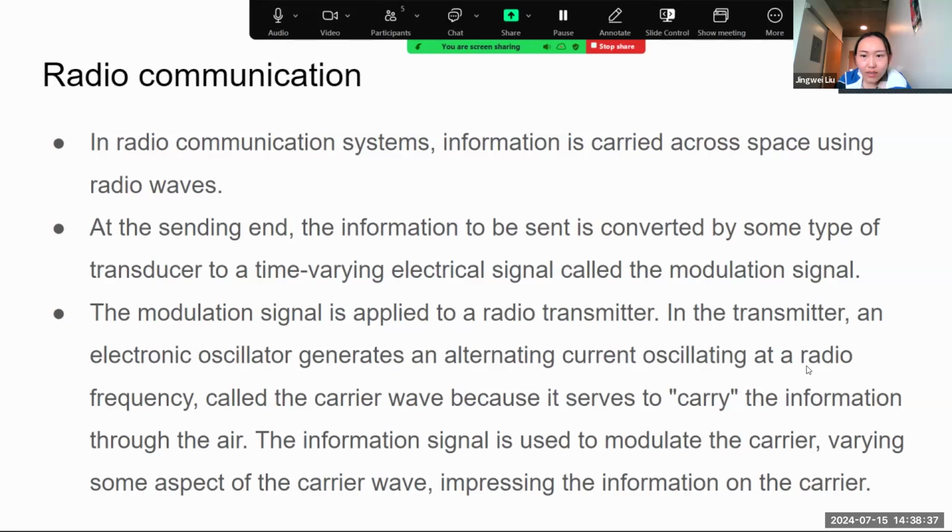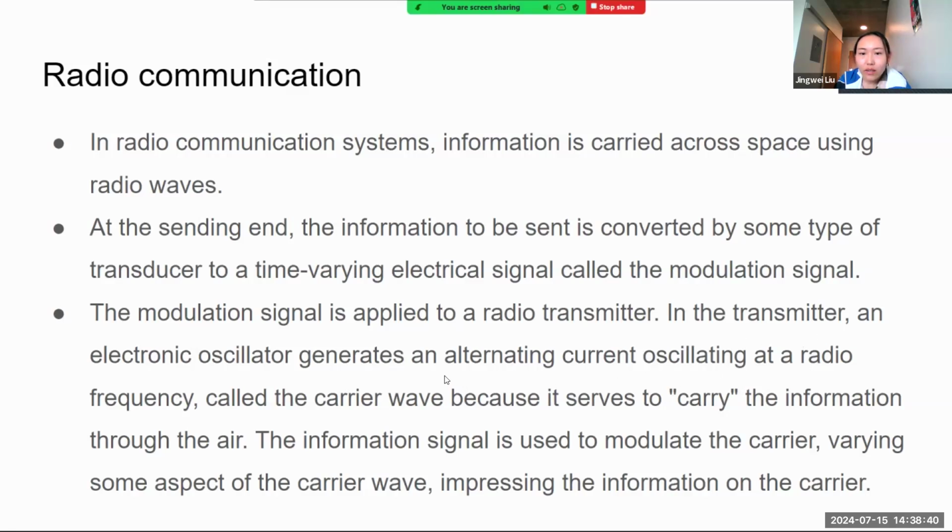Here, the idea is that in the transmitter, there is some alternating current. An electronic oscillator generates an alternating current oscillating so that it generates the carrier wave. Right? So there is a carrier signal and the modulation signal. Okay, so just remember, the modulation signal is the signal that I speak now. This is the modulation signal. This is the signal that has the information.